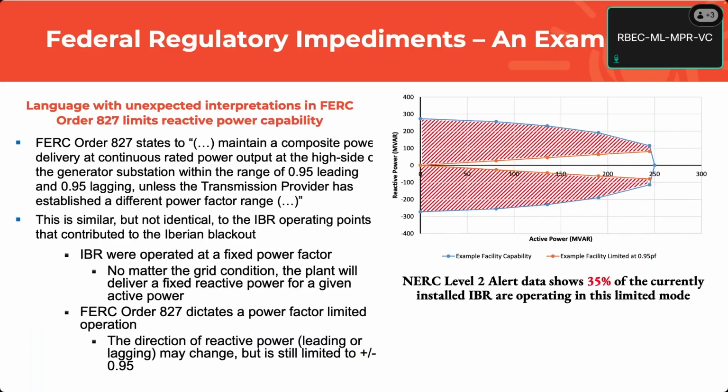With this language, if you do exactly what this language says, it gives you this curve. And the slash red, like we talked about yesterday, is all the unused capability. Over a third of PV and BESS are operating just like this right now. And this is exactly what we talked about yesterday. Not exactly, but very close to one of the main drivers of the IBR failures and the Iberian disturbance.